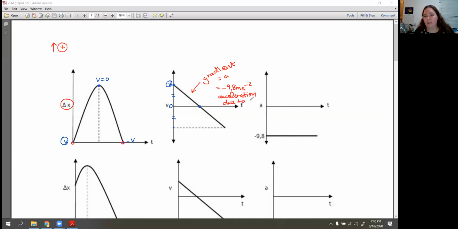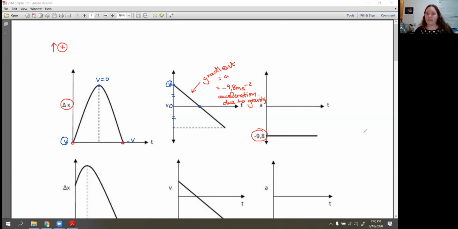Because the acceleration due to gravity is constant, the gradient of this line will be constant, so it will be a straight line. If you remember, the gradient of that line gives us our acceleration, and there's our acceleration. It's going to be downwards. In this case, I chose up to be positive, so it is going to be a horizontal line at negative 9.8 meters per second squared.